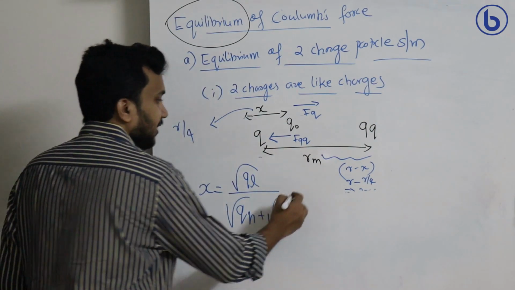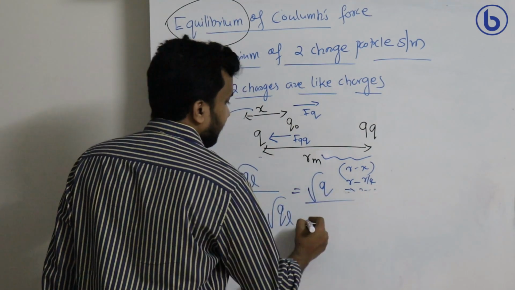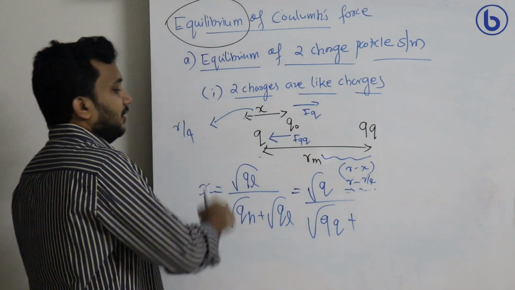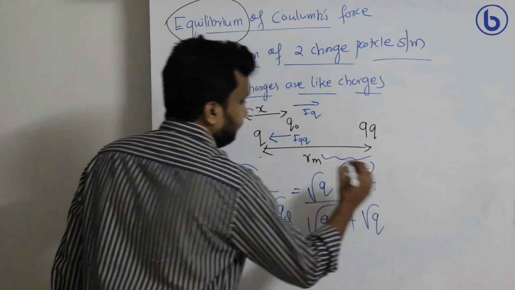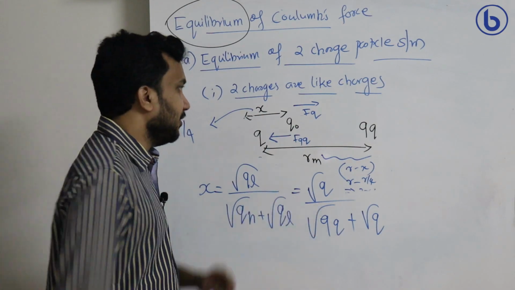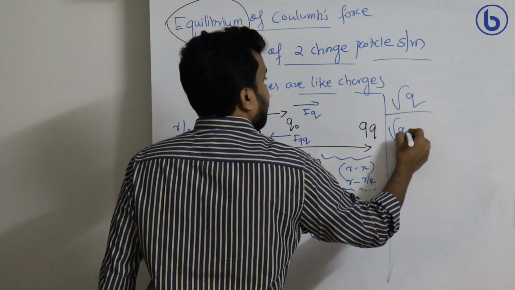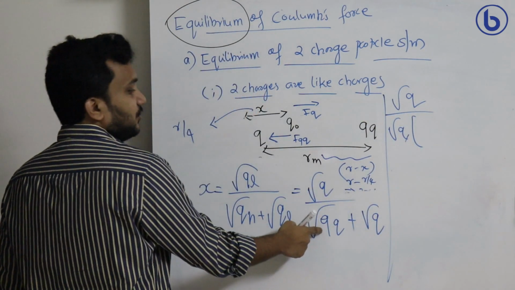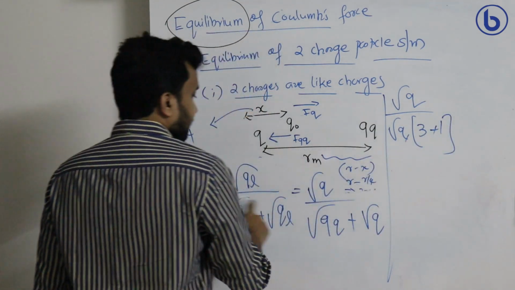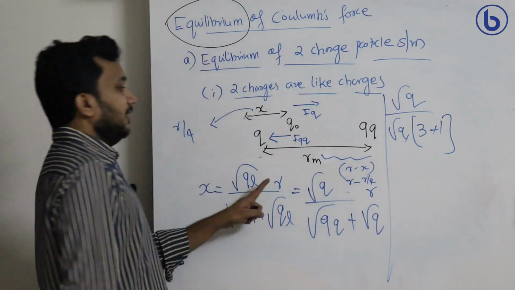Now we'll apply it here, right? What is q lowest? The lowest charge is q, so root q, divided by the highest charge 9q, root 9q, plus the lowest charge root q. In the numerator is root q. Here you can take one root q outside. If you take one root q outside, what will come? Root q divided by root q into root 9, which is 3, plus the balance 1. This is multiplied with r, the total distance. I forgot to add that here. Please add it. It is r.